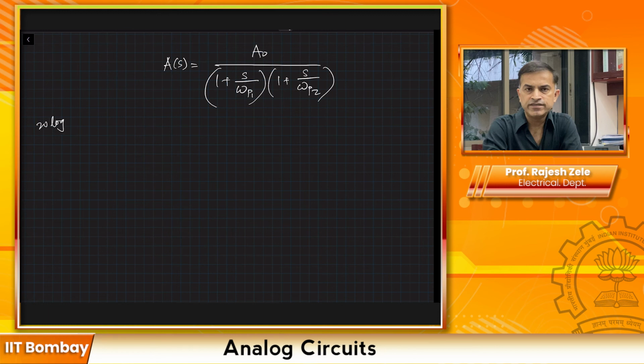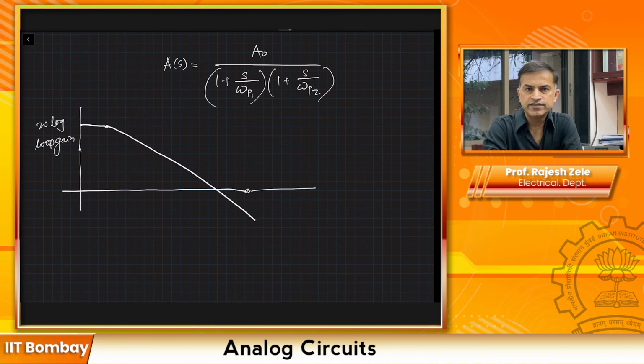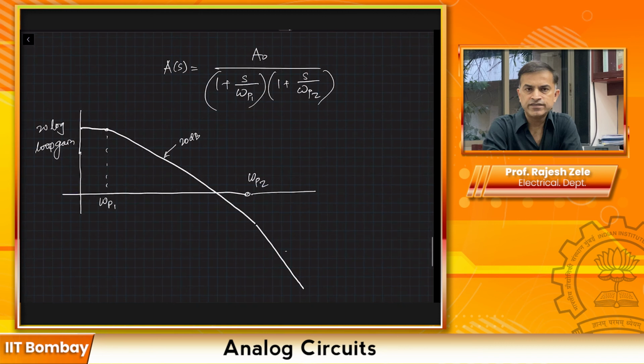20 log of loop gain is going to look like this. Let's say this is the location. So this is my first pole, omega P1, and this is my second pole, omega P2. So this would be your minus 20 dB per decade, and this is another 20 dB per decade, so this would be minus 40 dB per decade. This is all the things that you learned from the Bode plot lecture, okay? And this would be your frequency in the log scale.